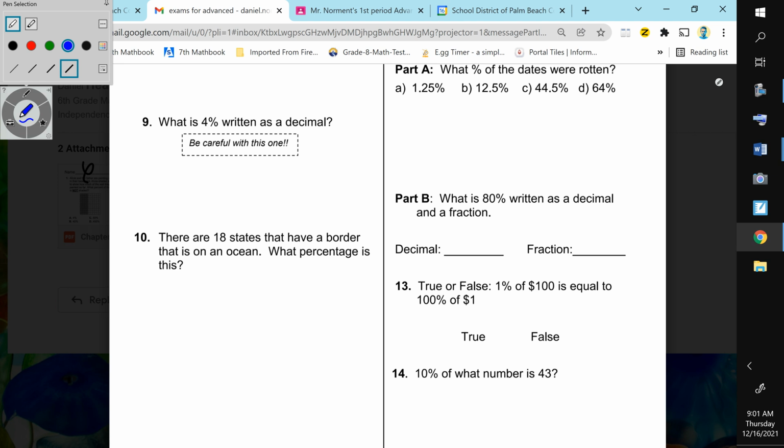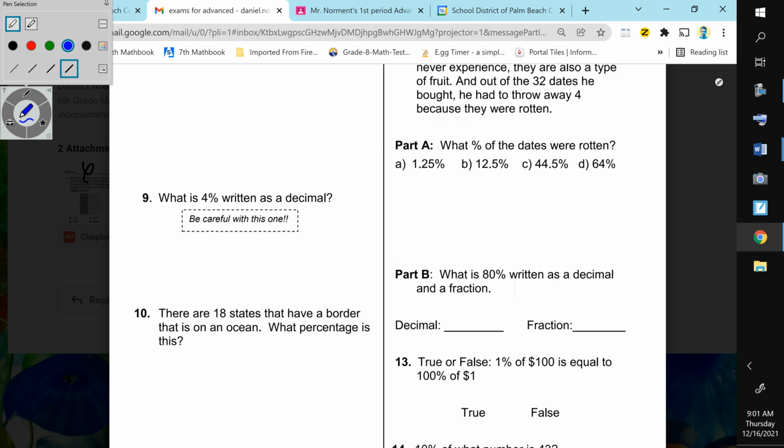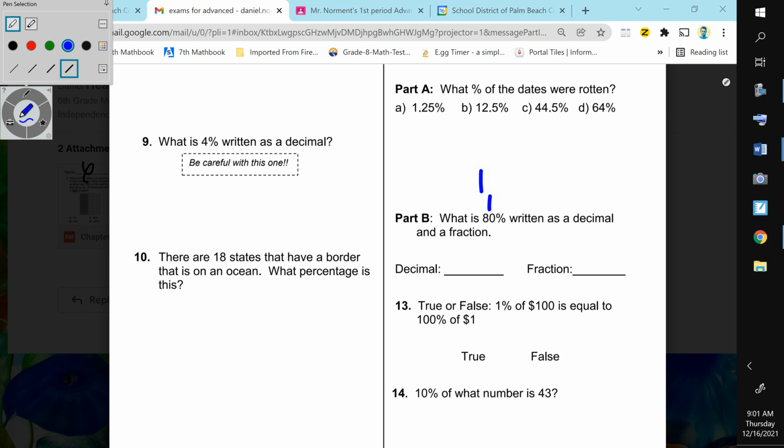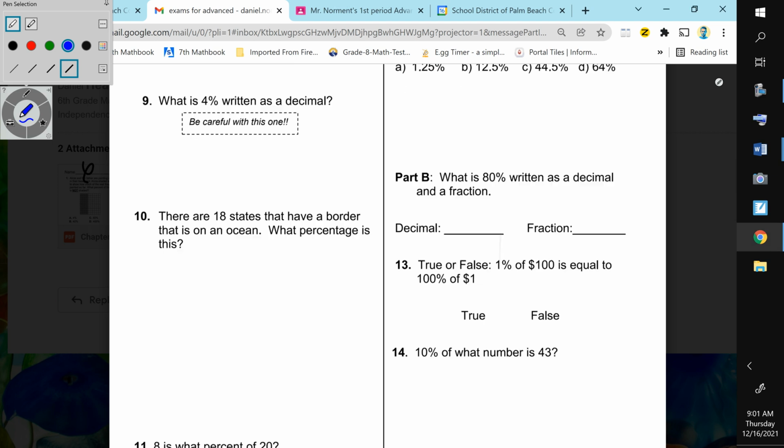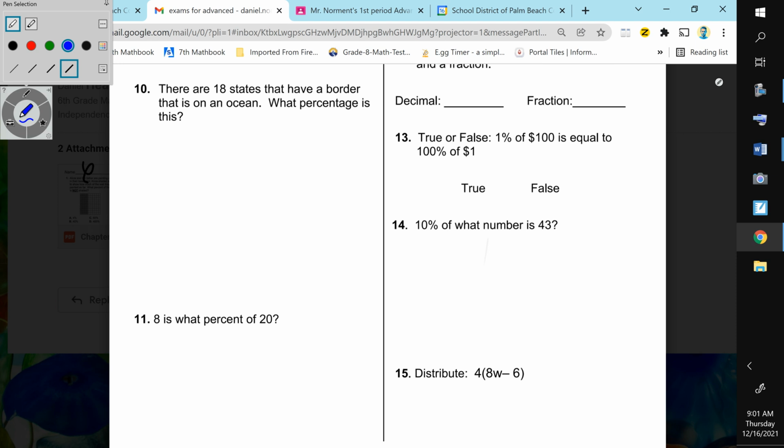Part B, 80% written as a decimal and a fraction. So, look at what I said for number 9. Move the decimal 2 places to the left for the decimal, and then as a fraction, you've got to put that 80 over, and what number is that? 80% means 80 parts out of what? You better know that. True or false? I'm not going to go over that because if you missed it, it's obviously the other one.